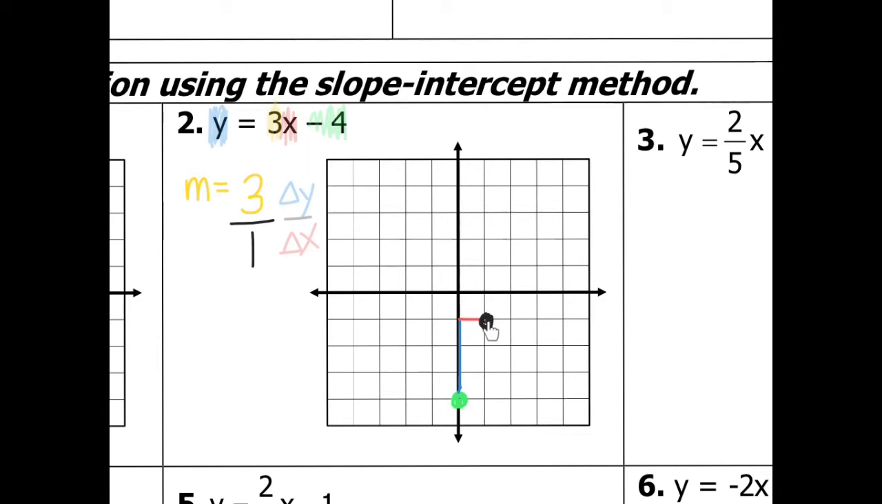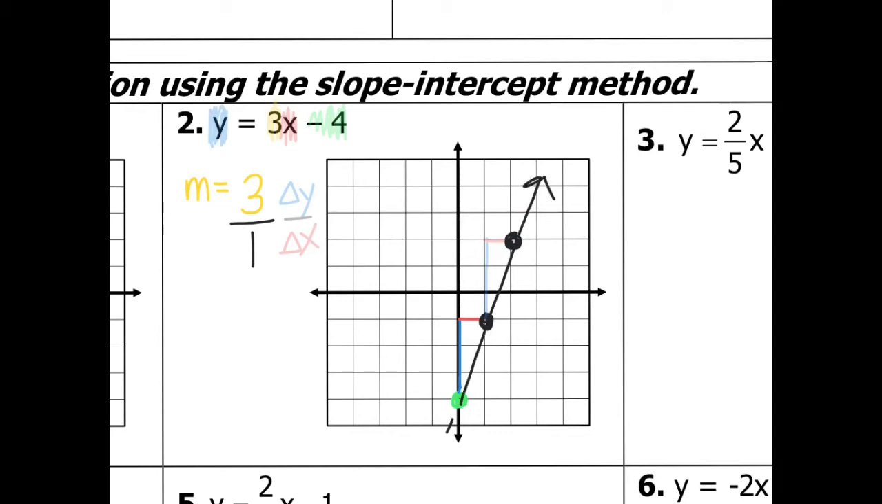Well, I know that the change in y from this point to the next has to be 3. So I need to travel up 1, 2, 3. That's my change in y. And I know that my change in x is 1, which means I need to go right or left 1. I can make another dot at that intersection, and now I've got the beginnings of a pretty decent looking line. I can connect the dots, put my arrows on both sides, and I've got it.